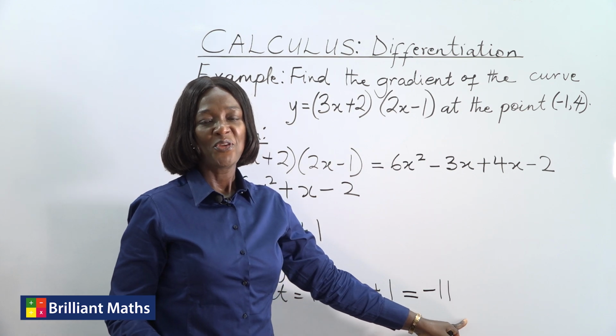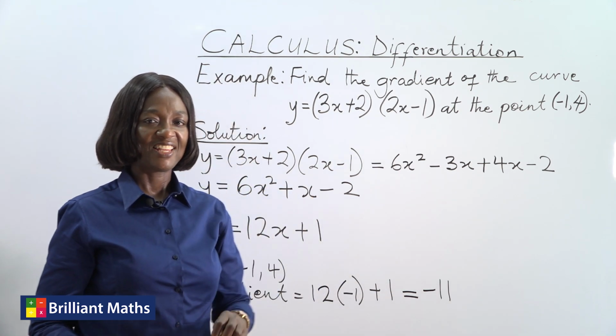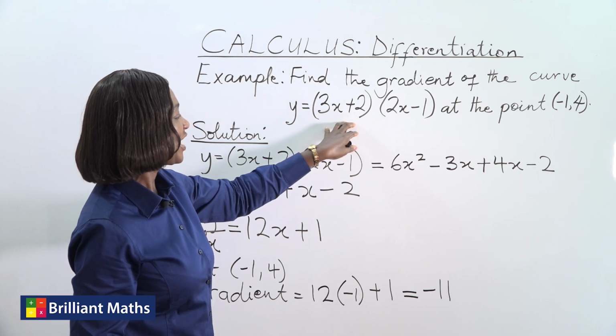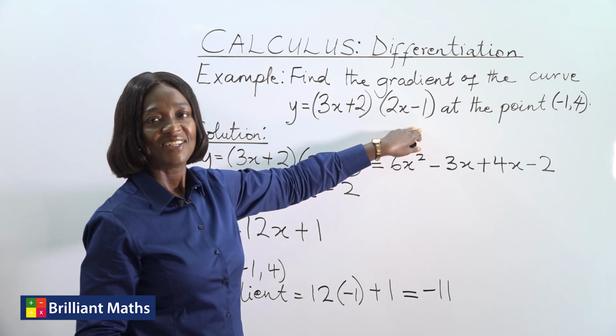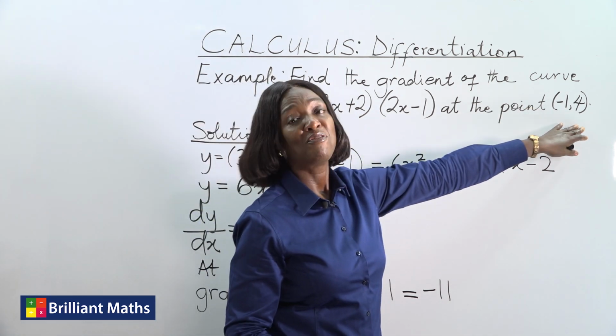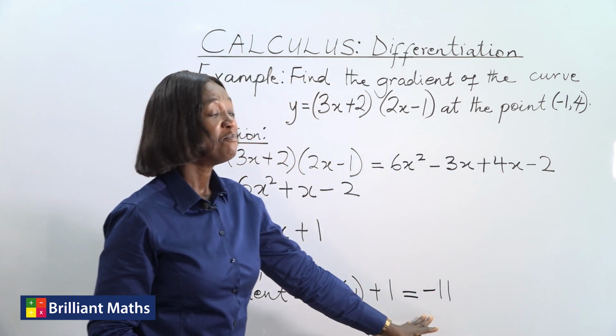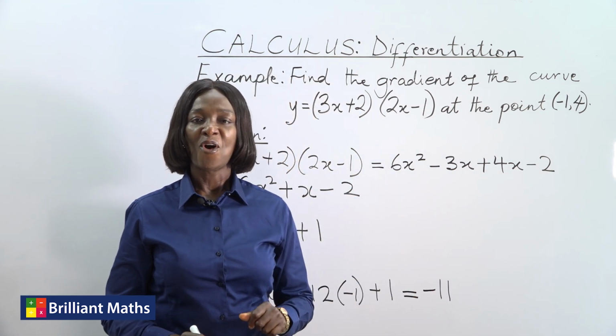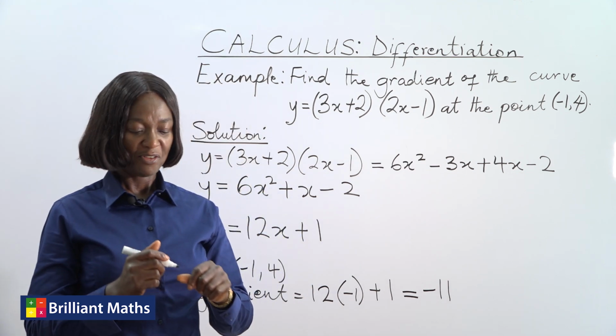I just hope you'll be able to plug that in. The gradient of (3x + 2)(2x - 1) at (-1, 4) is equal to minus 11. Let's look at more examples on finding gradients of curves.